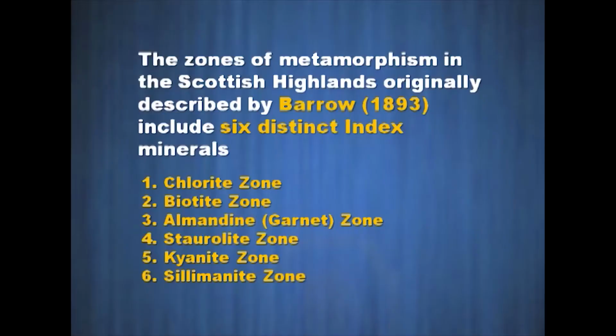In convergent zones, regional heating due to the rise of plutons into the overlying plate, the plate above the subduction zone, is the general cause of metamorphism, but migrating fluids may also transport heat. The zones of metamorphism in the Scottish Highlands, originally described by Barrow in 1893, include six distinct index minerals: chlorite zone, biotite zone, almandine garnet zone, staurolite zone, kyanite zone and sillimanite zone.